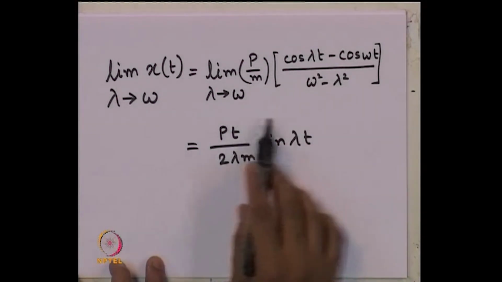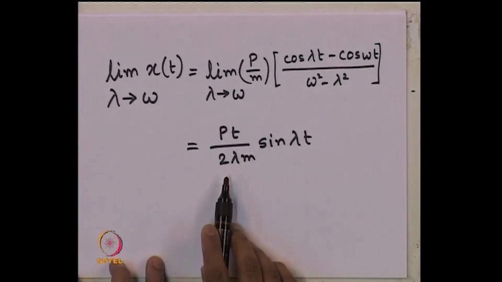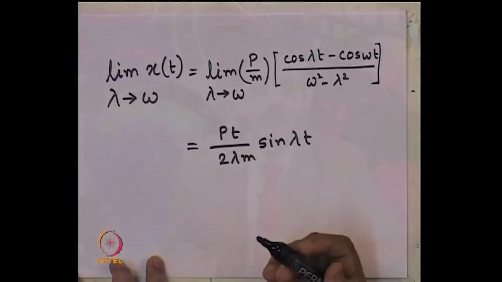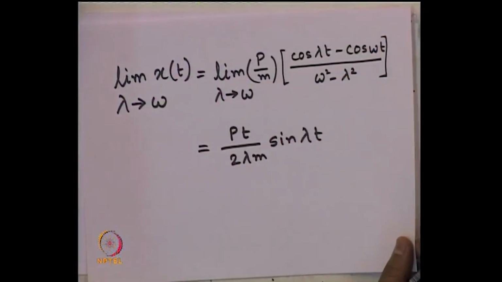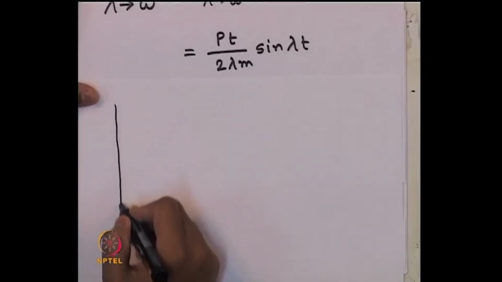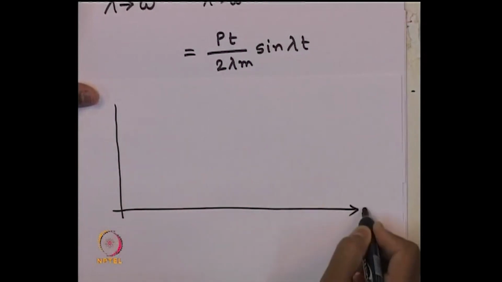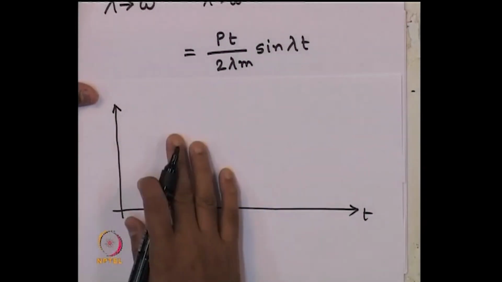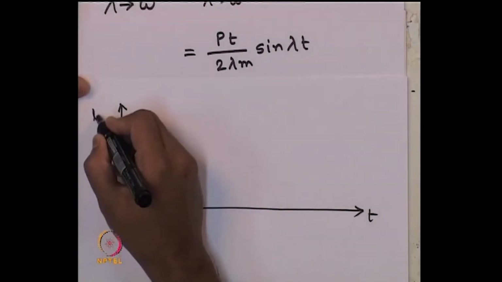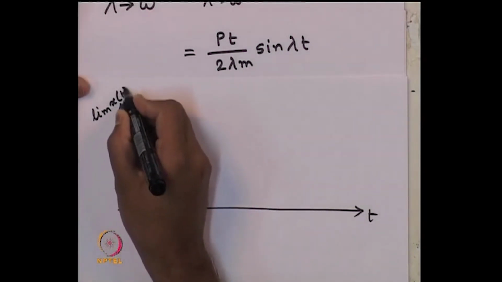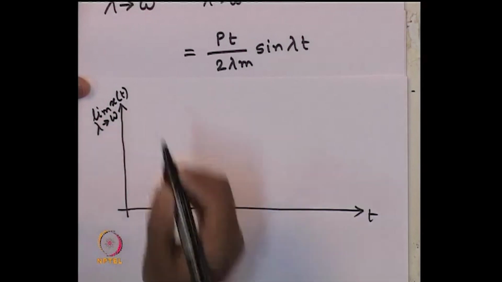So, I asked you to draw this function with respect to time. I wanted you to feel that under a condition close to resonance, what will be the response of the system. So, let us draw this. Now, it is pretty easy to draw this function. I am drawing this limiting value of x of t when lambda approaches omega.